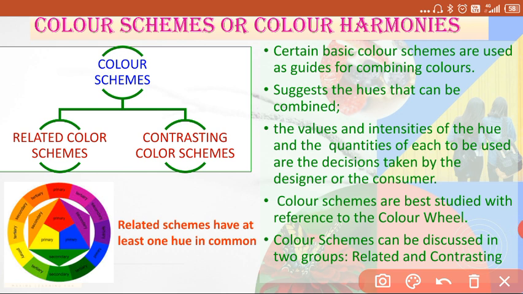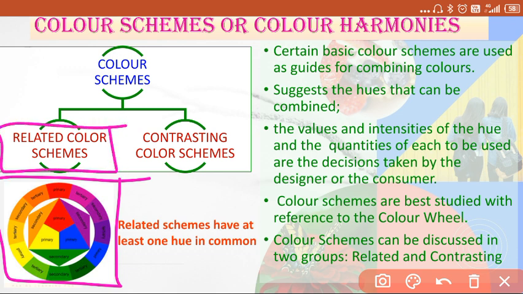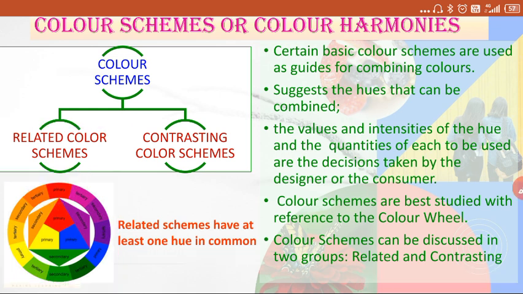Why is it studied with the color wheel? Because this defines the colors which are used. For example, the related color schemes are the ones which have one hue in common. Suppose we have a red color scheme. If we go in for colors which are just close to red, then it is a related color scheme. Got it?